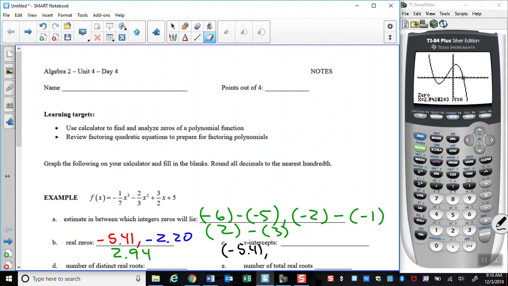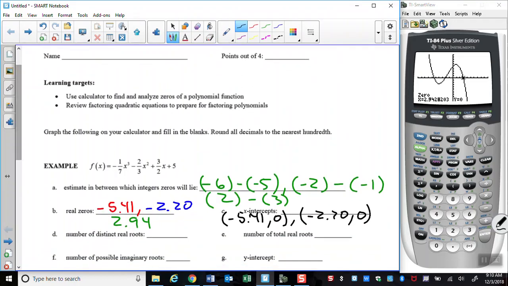Negative 5.41, comma 0. Negative 2.20, comma 0. And let's make a little more room here. 2.940. All right, those are your x-intercepts.